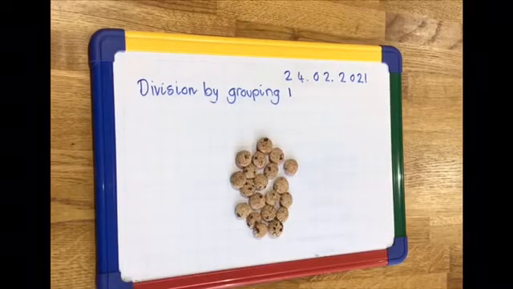Now, as I said yesterday children, we're going to learn to divide by grouping because it's a much more efficient way of dividing than sharing. Sharing can cause us to make a few errors with counting, particularly when we get to bigger numbers. So grouping is a much easier method.